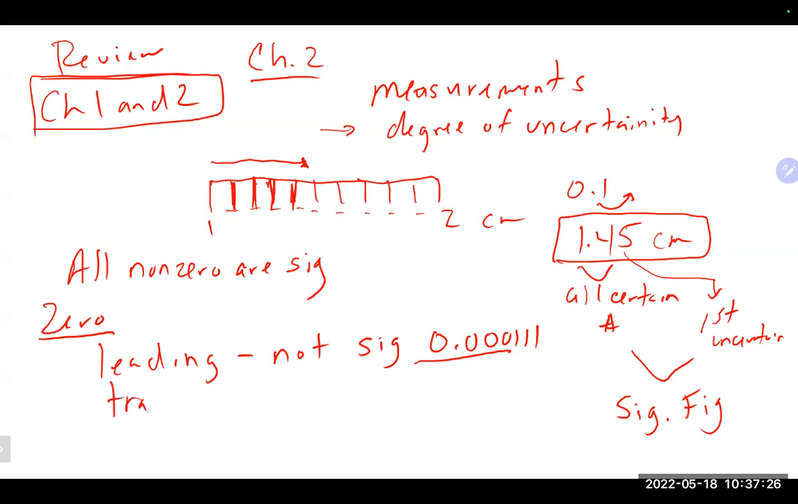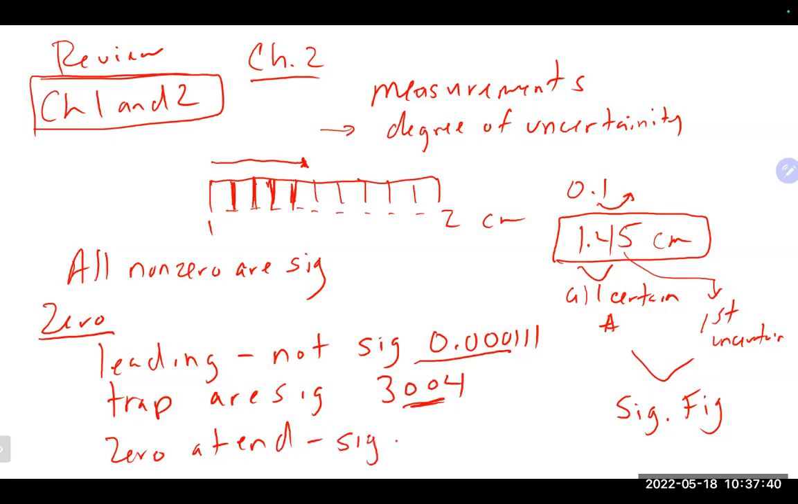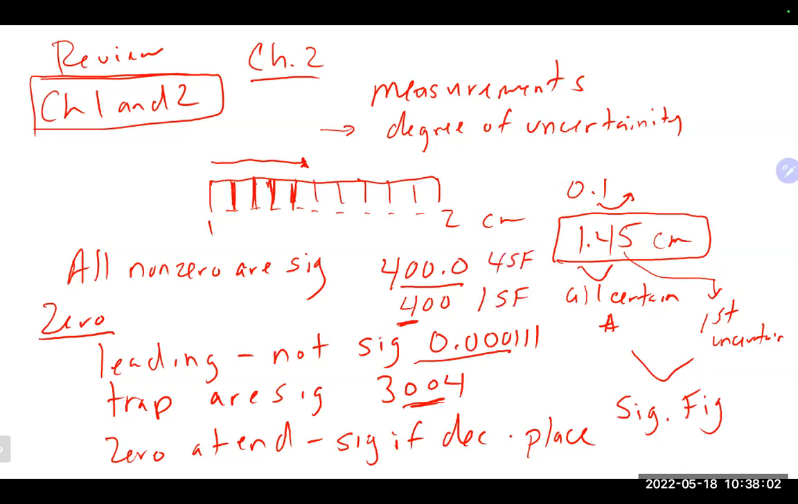Trapped zeros are significant, those are zeros between two numbers. And zeros at the end are significant if there is a decimal place. So if you had 400.0, all those zeros would be significant because of the decimal place. If you had 400 as a measurement, they would not be significant. So this one would have 1 sig fig, and the other would have 4 significant figures.